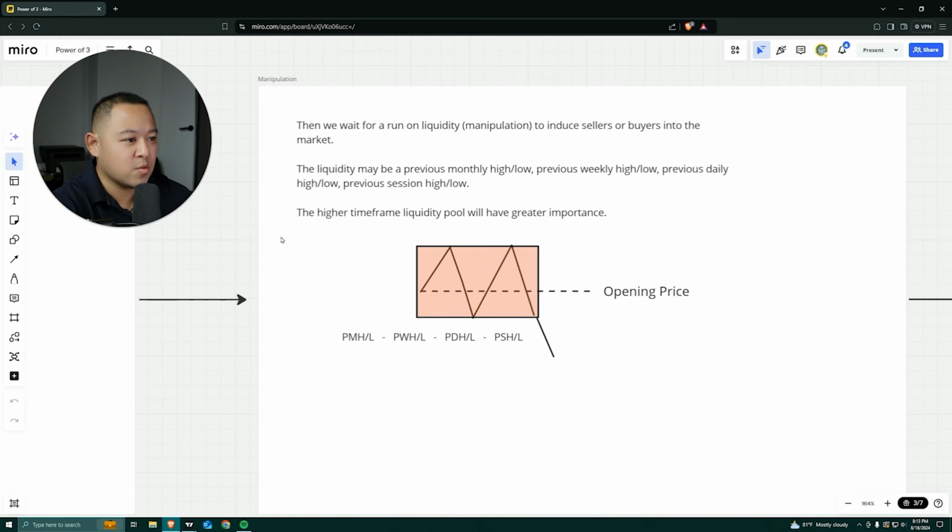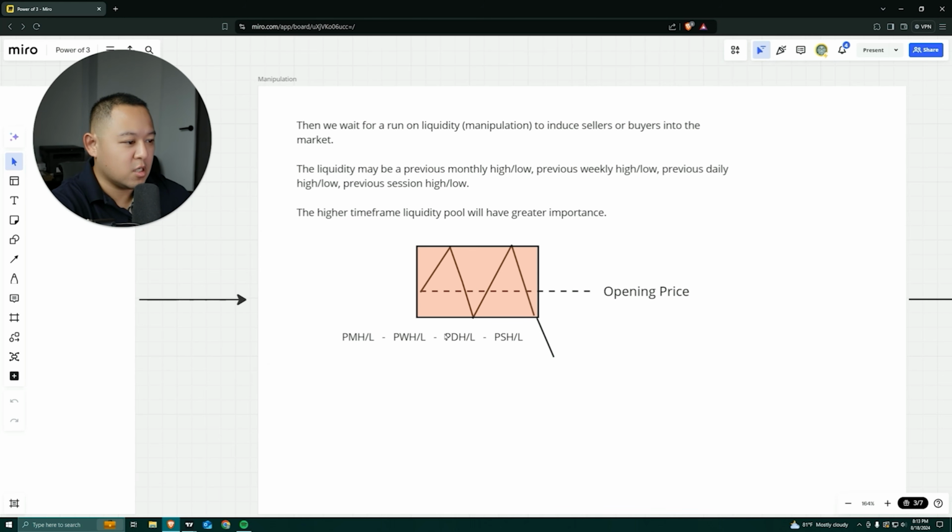Our manipulation phase is where we're going to wait for a run on liquidity to induce sellers or buyers into the market. The liquidity may be a previous monthly high or low, a previous weekly high or low, a previous daily high or low, or a previous session high or low. So these are all of our time-based liquidity levels. We need to make sure that we're understanding where the next level of liquidity is. Obviously, the higher time frame liquidity pool will have the greater importance. So if we sweep out a previous monthly high or low, we can expect a possibly larger reaction from that level than if it were just the Asian range low or the previous session low.